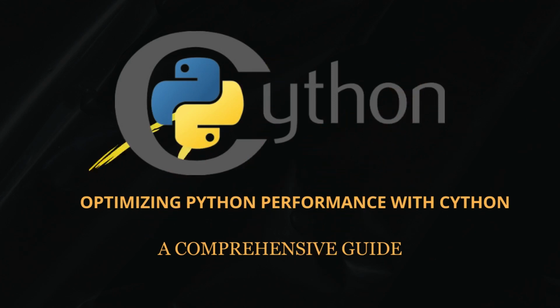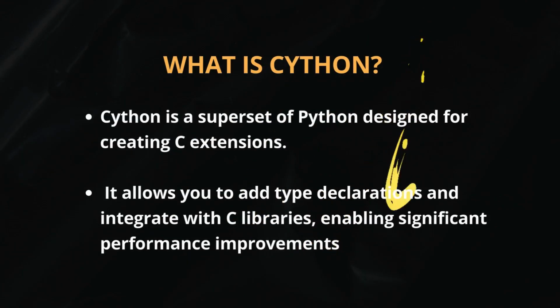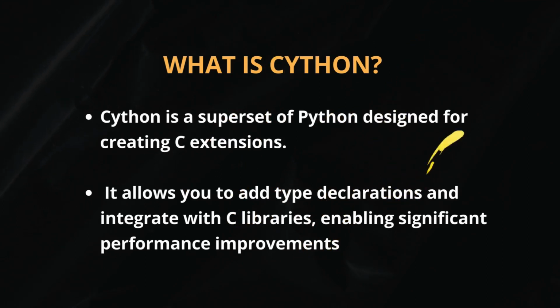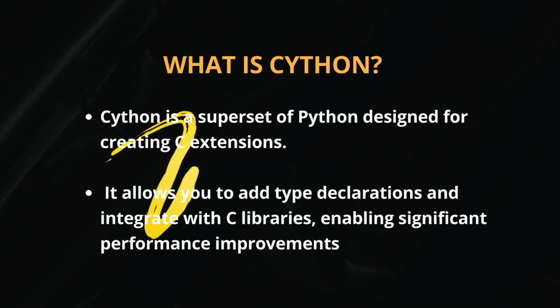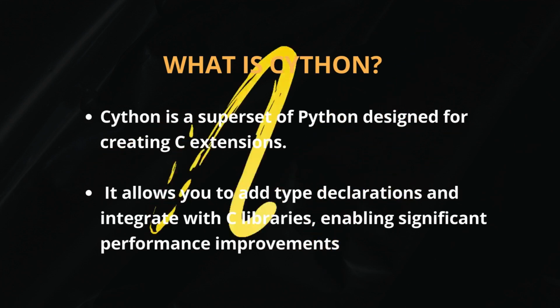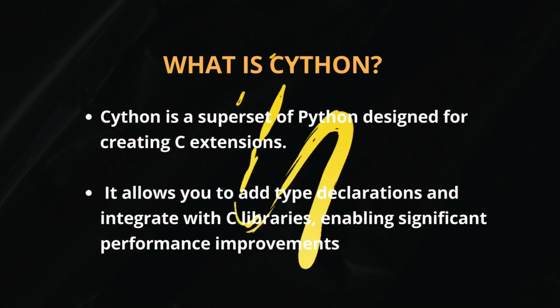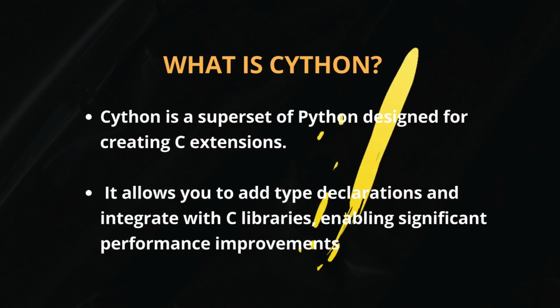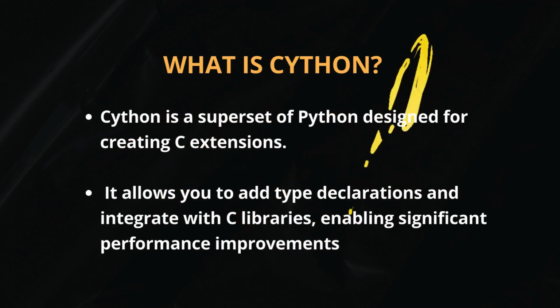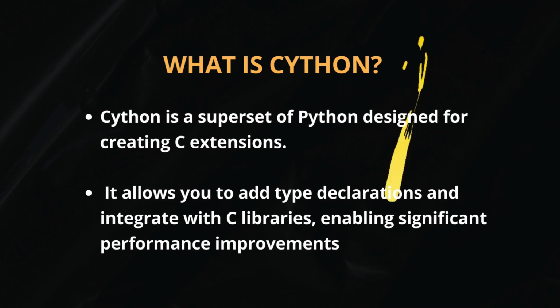code. What is Cython? Cython is a superset of Python designed for writing C extensions. It allows developers to add type declarations and translate Python code into optimized C code. Cython bridges the gap between Python and low-level languages like C and C++ by enabling significant performance improvements for computationally intensive tasks.